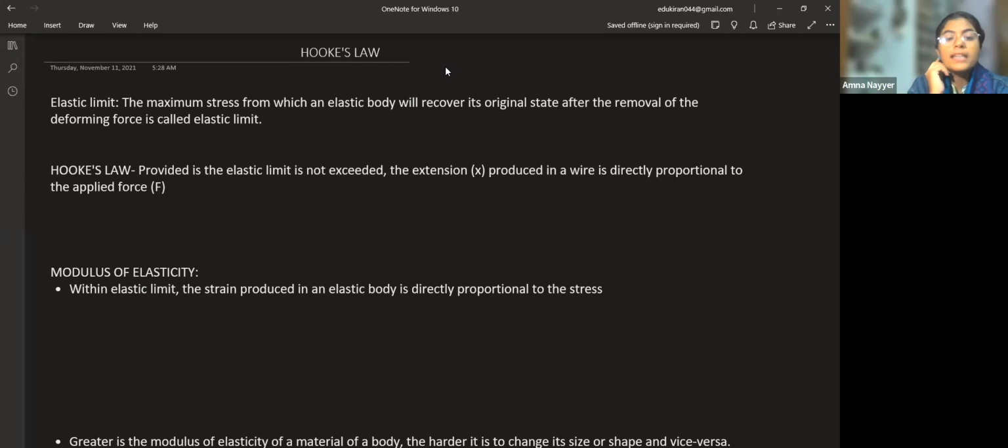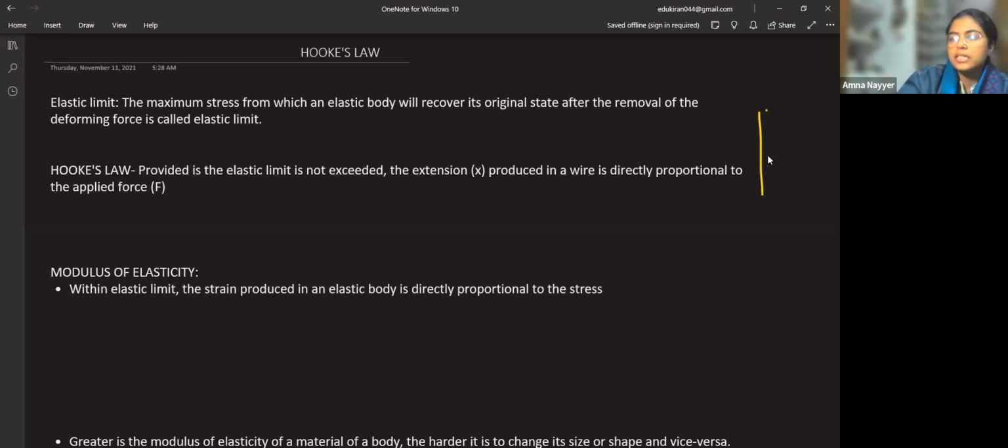All right. So the maximum stress from which an elastic body will recover its original state after removal of the deforming force is called the elastic limit. Elastic limit, this is the maximum value. Up to this value, the bodies can return back to their original shape and size. But if it is crossed, the bodies will not return to their original shape and size.